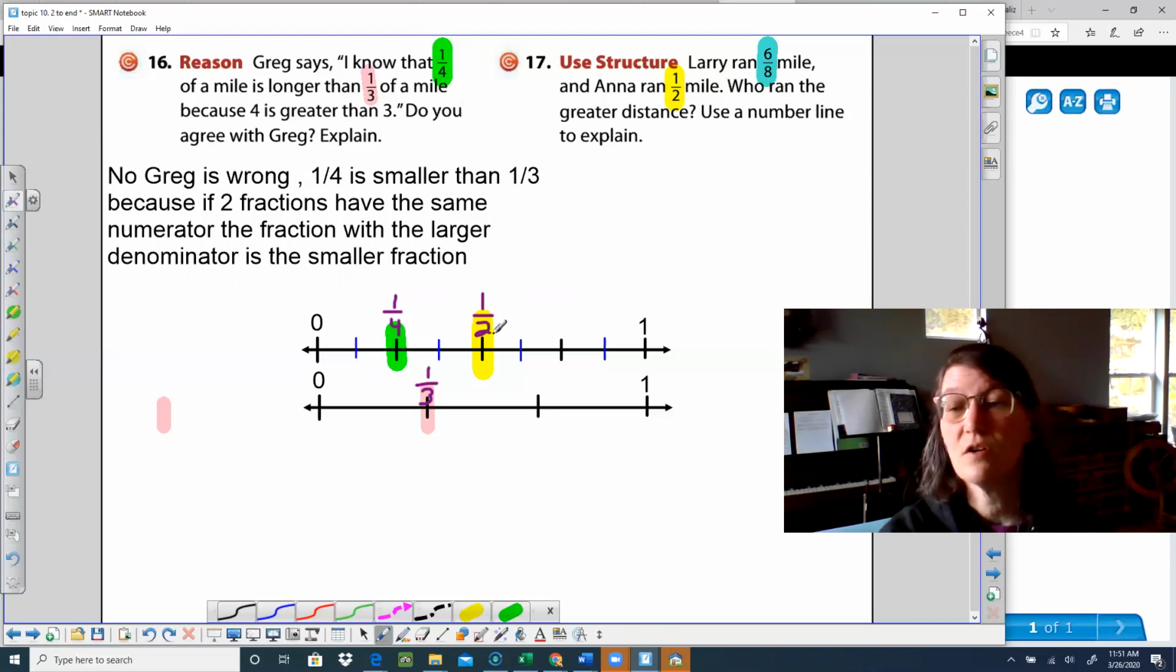And if you have markers or colored pencils at home and you want to color code your work, that might help your brain. So there's Anne. Now I need to mark Larry.